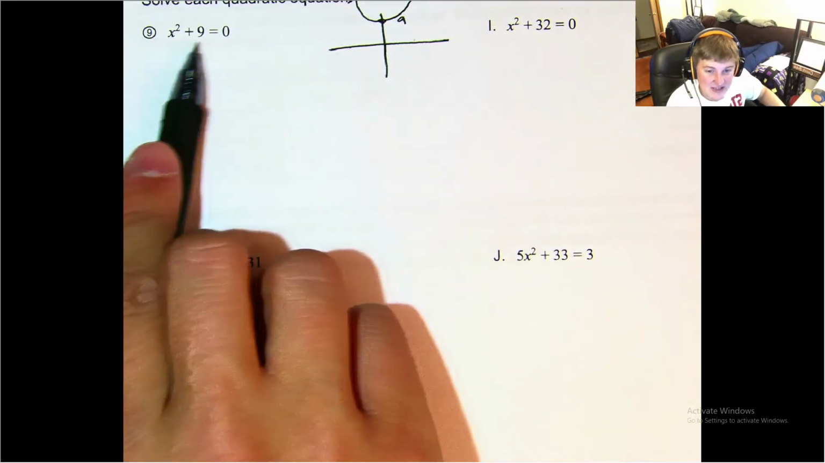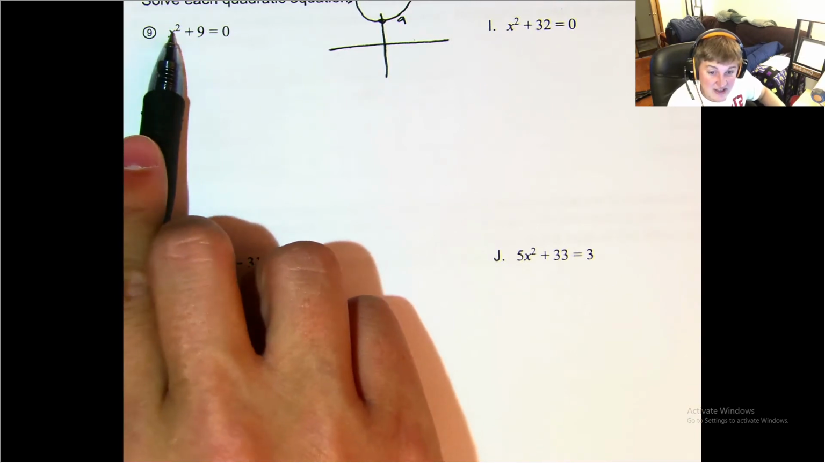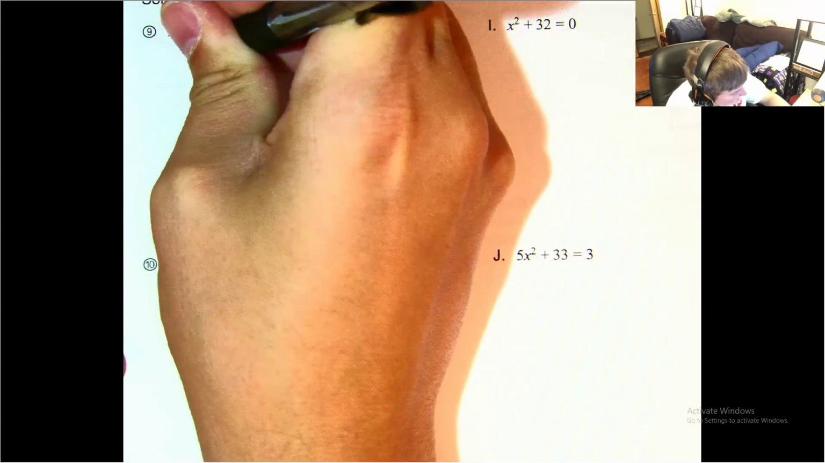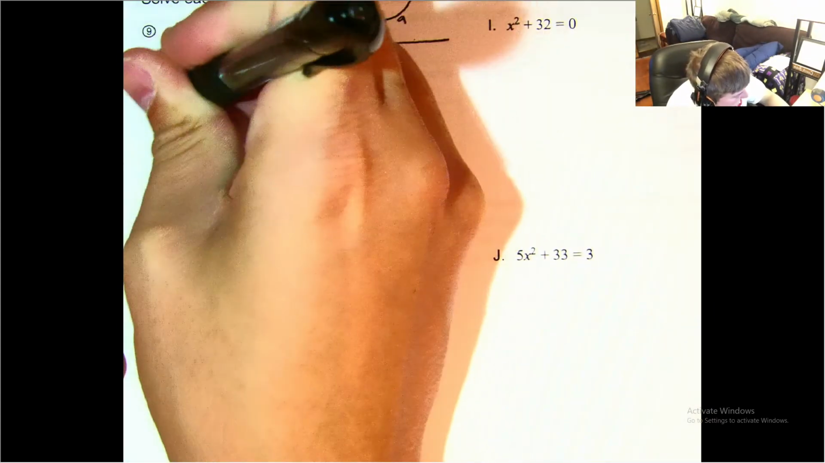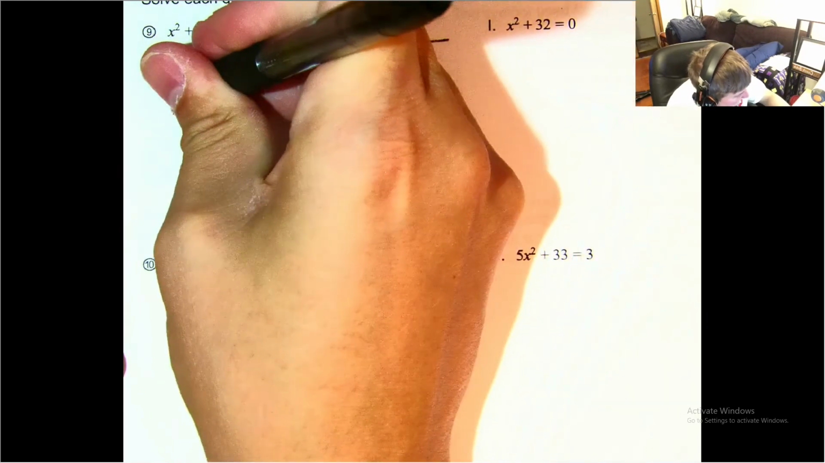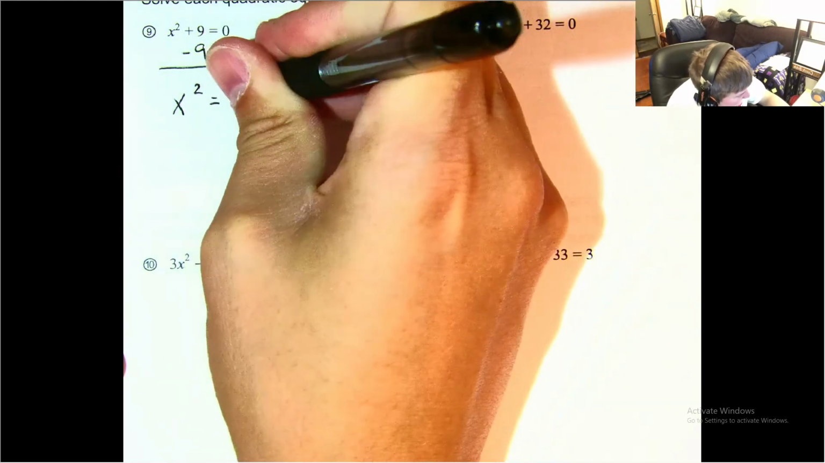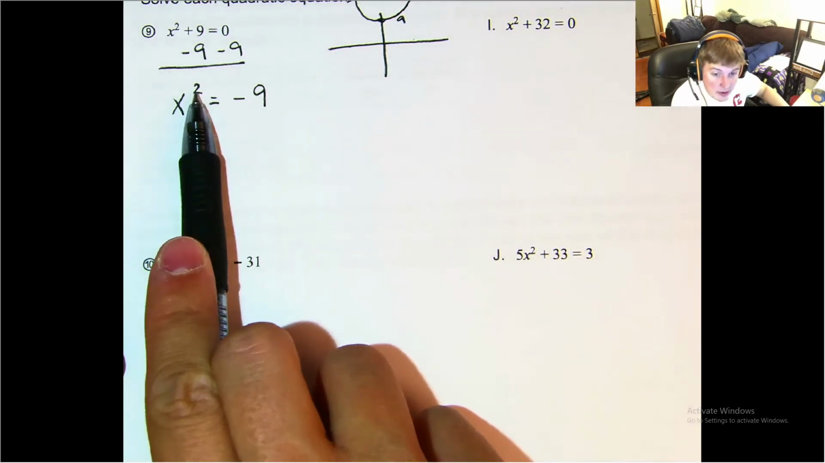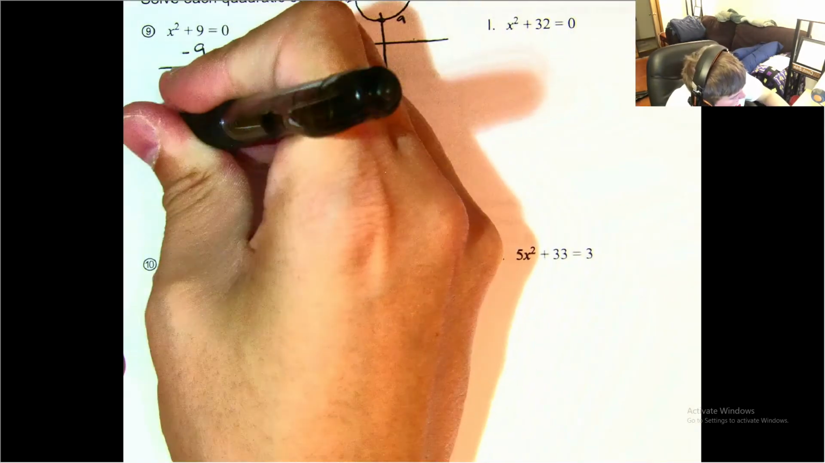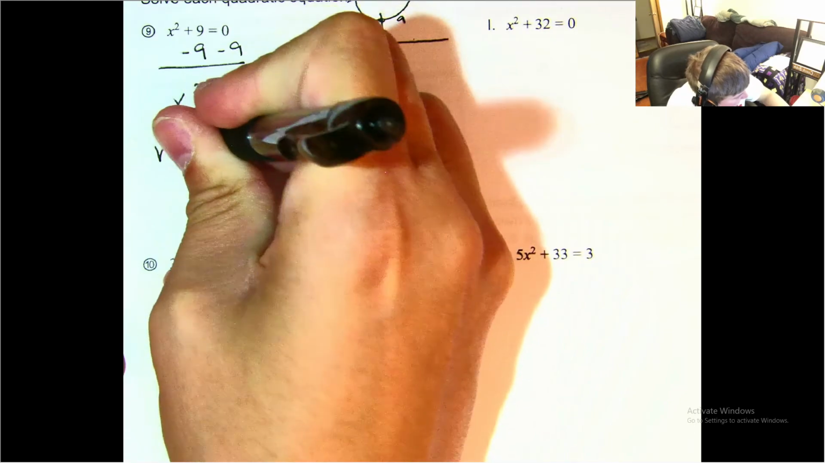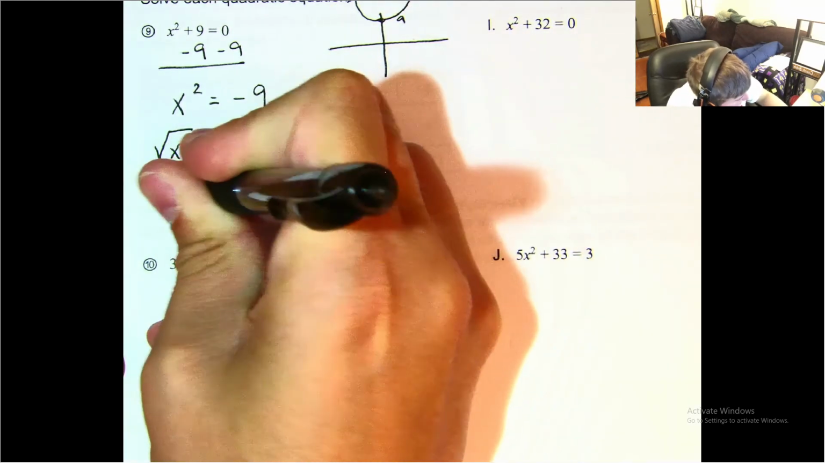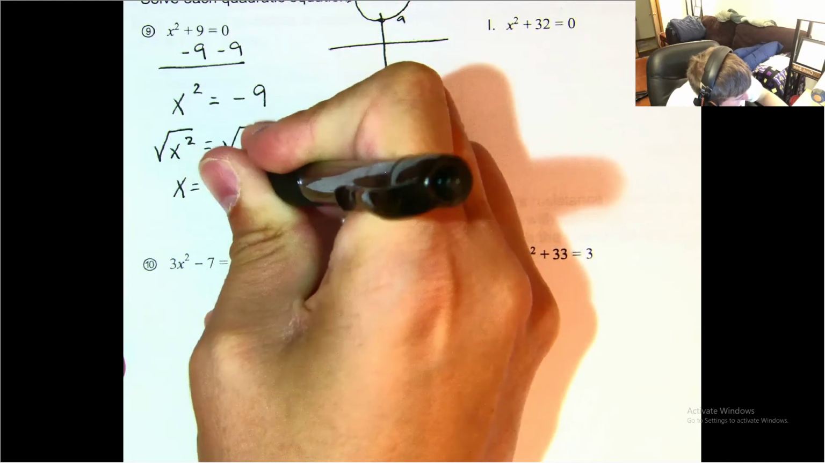Okay, but this is not a difference of squares. So let's try to get the x variable by itself, so then we can square root it. Okay, so let's subtract 9 from each side to get x squared is equal to negative 9. Okay, and so then here, how would I undo squaring? We would all hopefully be able to tell at this point, you want to square root each side. So then here you get x is equal to the square root of negative 9.